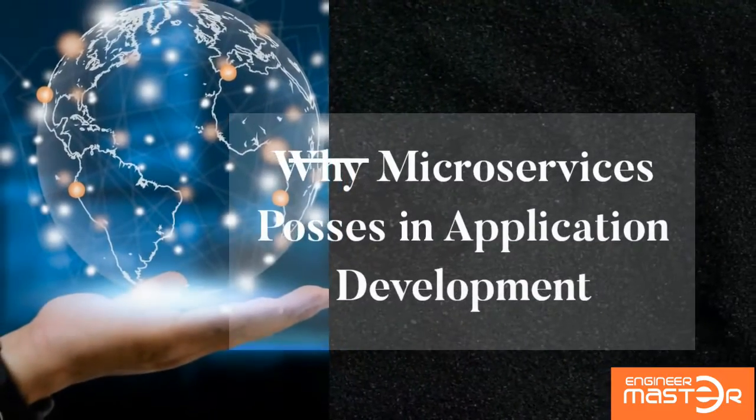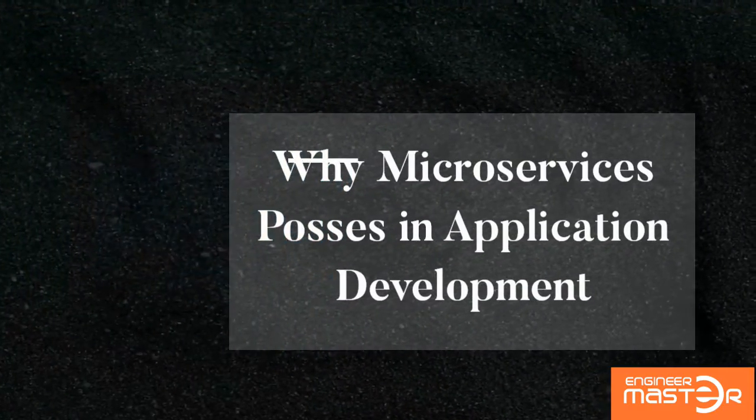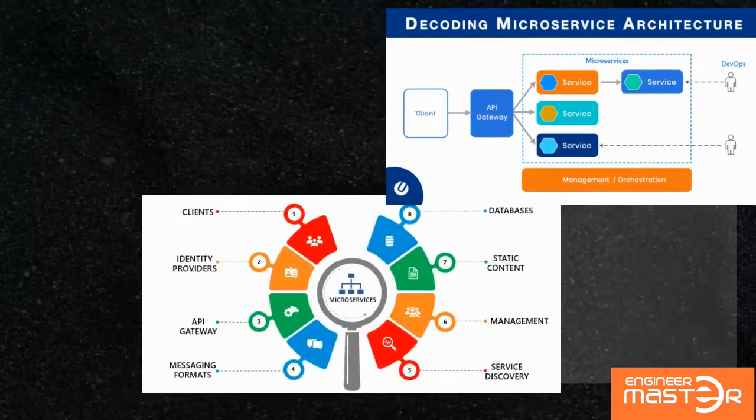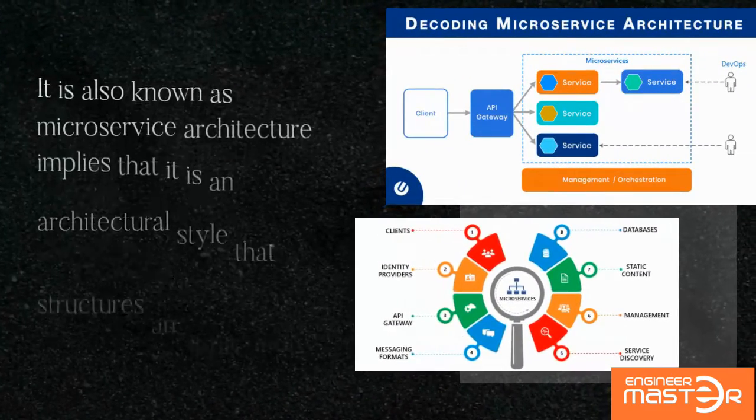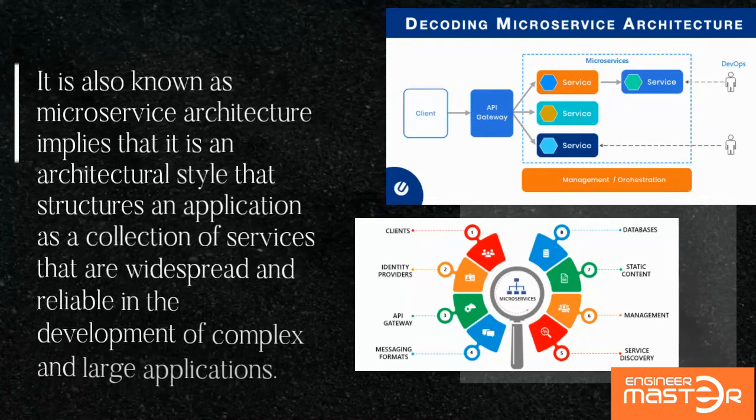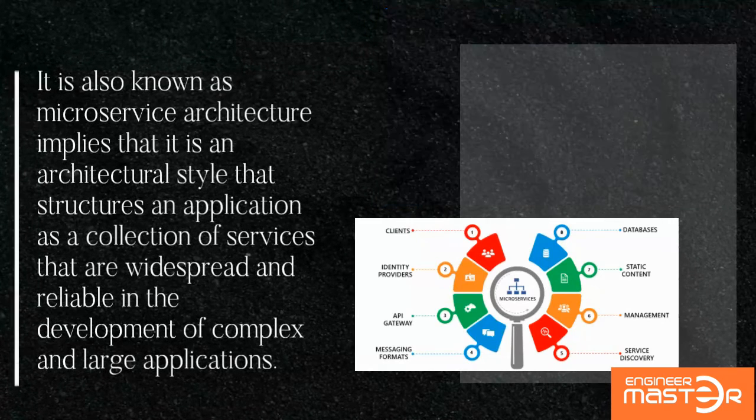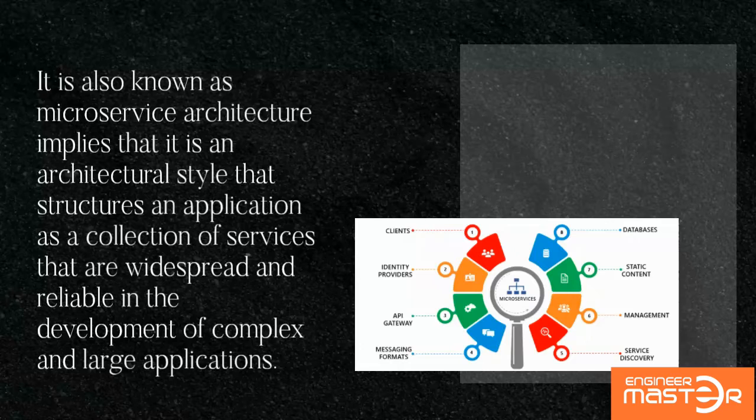Why microservices in application development? It is also known as microservice architecture, an architectural style that structures an application as a collection of services that are widespread and reliable in the development of complex and large applications.